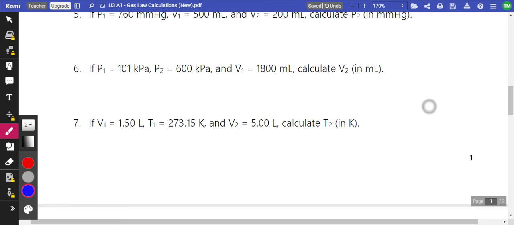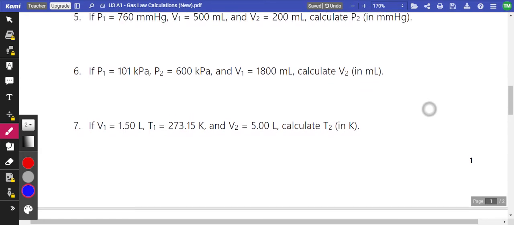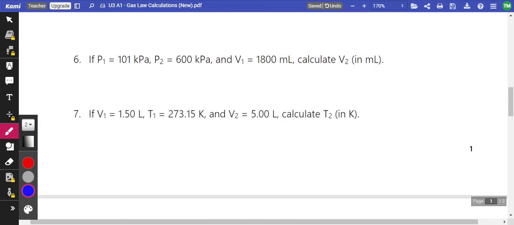Okay. While we're on this problem, maybe we'll try this one. If V1 is equal to 1.50 liters, T1 is equal to 273.15 Kelvin, and V2 is equal to 5.00 liters, calculate T2 in Kelvin. So I'm looking for a T2 here. I've got V's and T's. I've got volumes and temperatures. So I need a gas law that has volumes and temperatures, and I want to be solving for this T2 here.